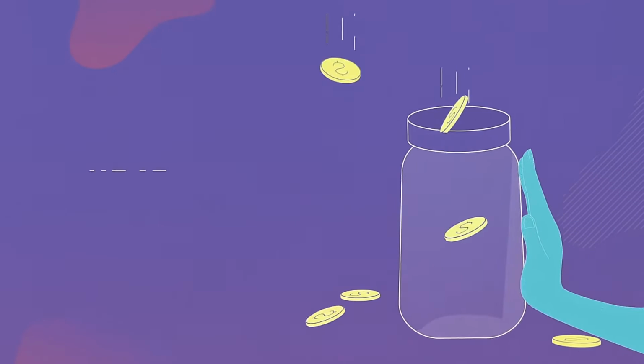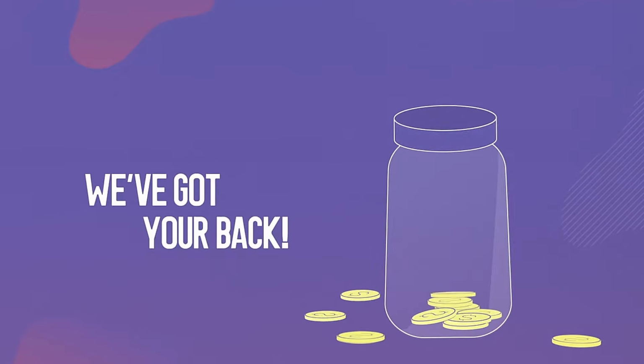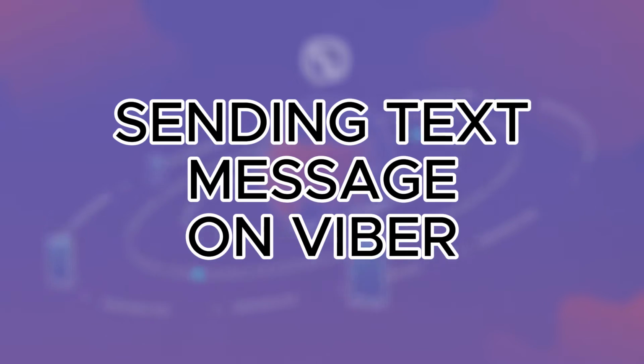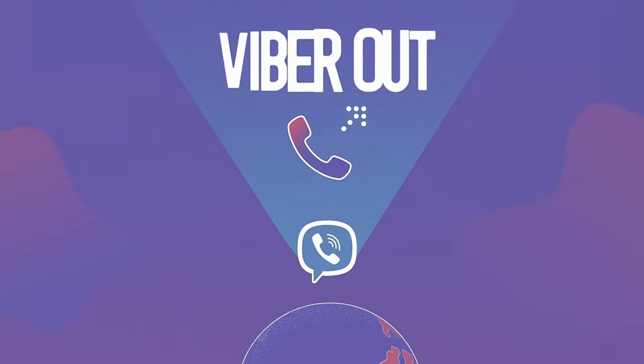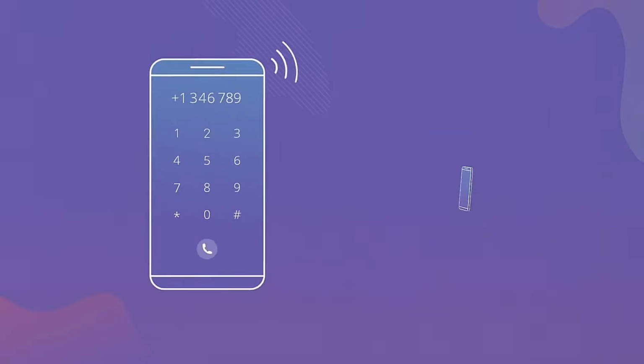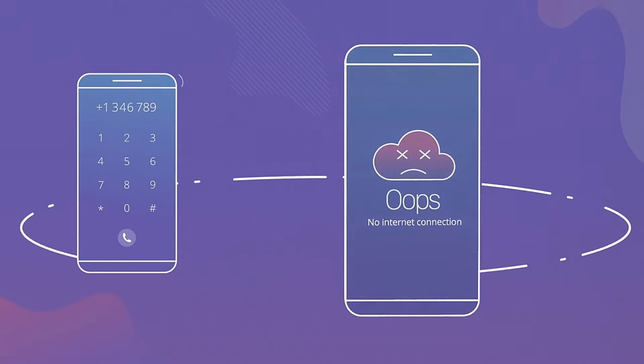Want to connect with friends and family instantly on Viber? Learn how to easily send a text and start a conversation. Sending a text message on Viber is the primary way to communicate on the platform. It's designed to be intuitive and quick, similar to other popular messaging apps.